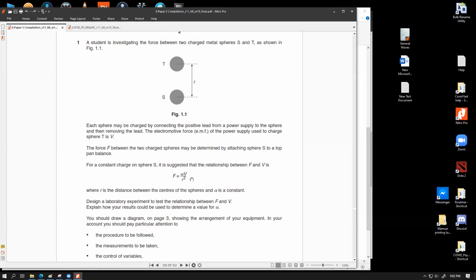All that you have to say is that we're going to plot a graph of force versus voltage. If this graph is a straight line with positive gradient that passes through the origin, we can say the relationship is valid. Gradient equals alpha by r square.